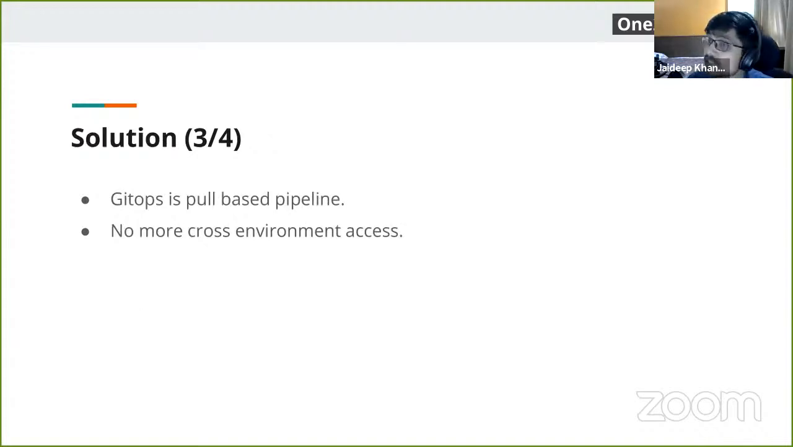Solution: since GitOps is a pull-based pipeline, there is no more need for cross-environment access, because everything is residing on the Kubernetes cluster itself. So it can just pull, using the Git token, whatever state is pushed to the repository.